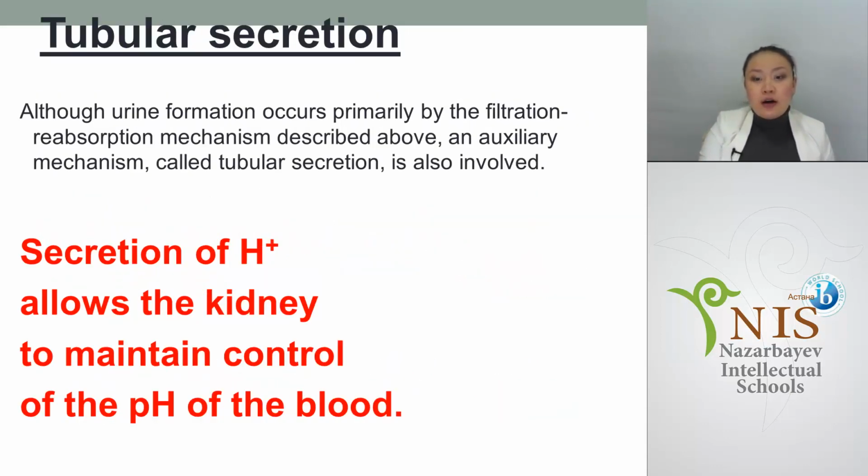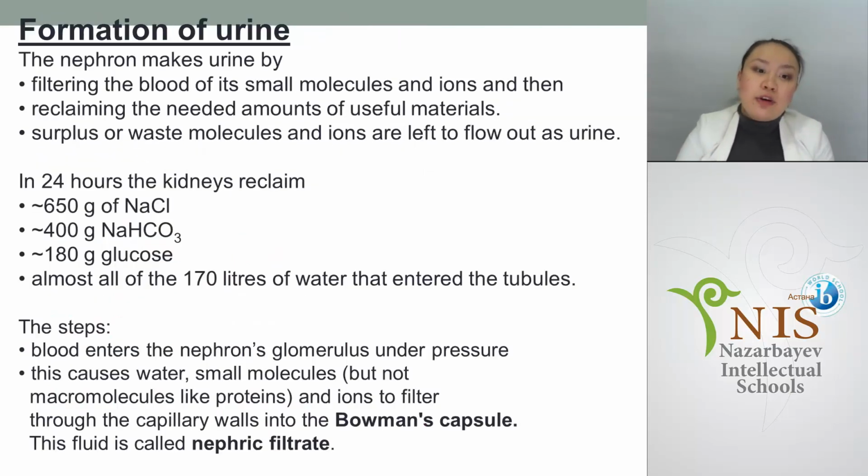Tubular secretion. Urine formation occurs primarily by the filtration reabsorption mechanism described above. An auxiliary mechanism called tubular secretion is also involved. Secretion of hydrogen ions allows the kidney to maintain control of the pH of the blood.